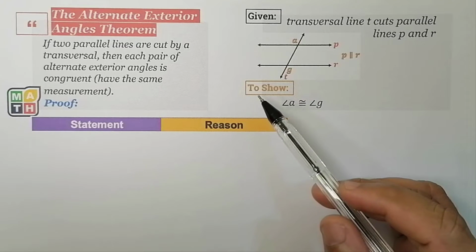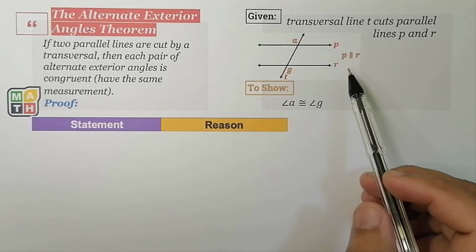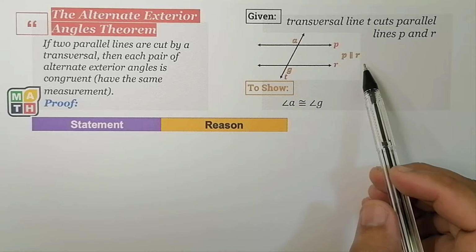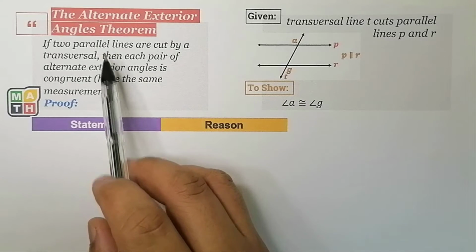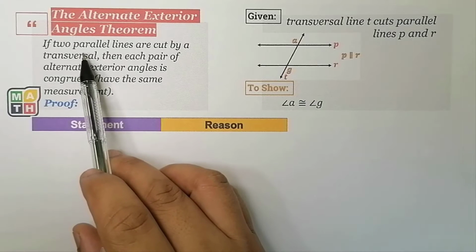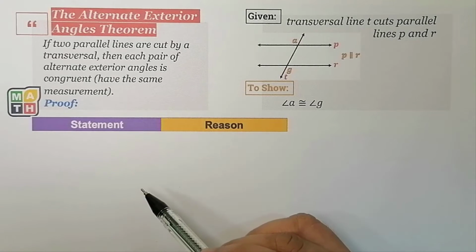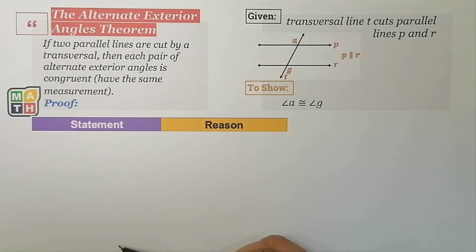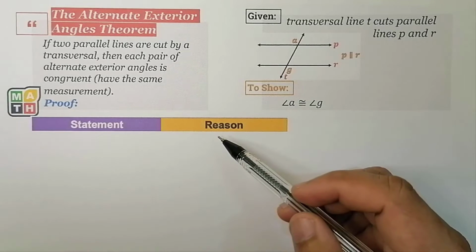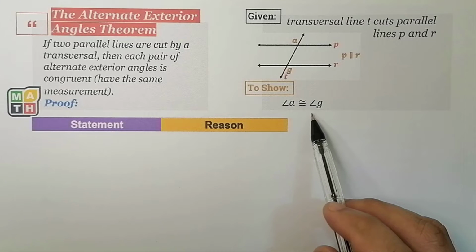Before we go to our proof, it's very important for us to declare that lines P and R are parallel, since our theorem strictly states that the lines that are cut by a transversal should be parallel. For the proof of this theorem, we are going to use the two-column proof where we list down all statements and corresponding reasons that will help us yield the intended target.